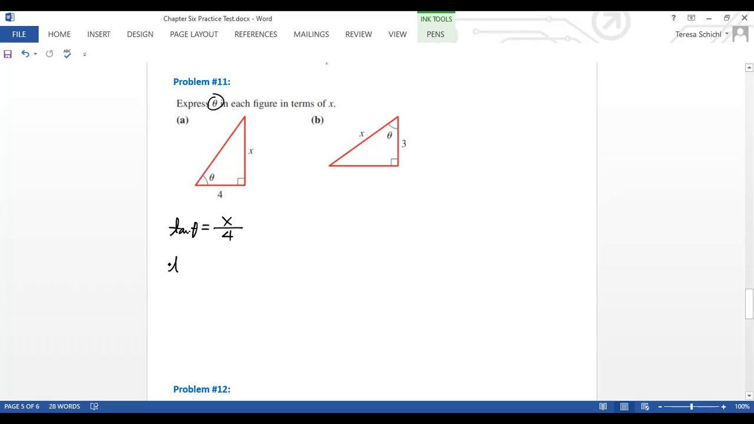So I will say arc, right? So I say the inverse x over 4 is equal to what? Equal to my theta here, right? You can do that.